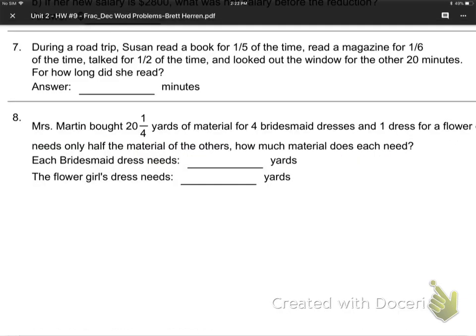Number 7. During a road trip, Susan read a book for a fifth of the time, a magazine for a sixth of the time, talked for half the time, looked out the window for the other 20 minutes. For how long did she read?